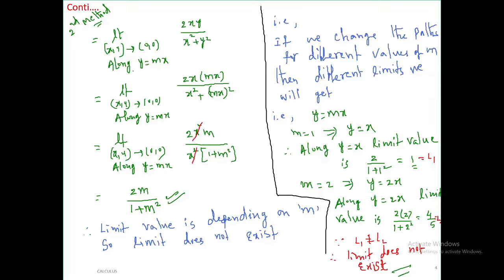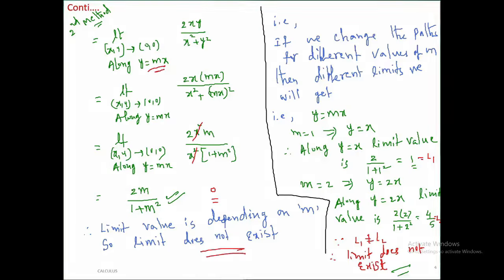So you can take like this y is equal to mx, like this you can choose some set of paths. If you are getting the limit value in terms of m's, then limit does not exist. If you are getting 0, for example, then whatever m you choose, you are getting 0. Therefore along any two different paths the limit value is 0, therefore limit exists, because limit is same. Otherwise, if you are getting function of m, then limit does not exist. Okay.